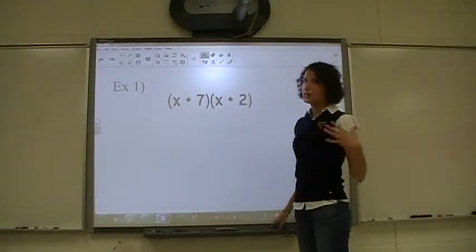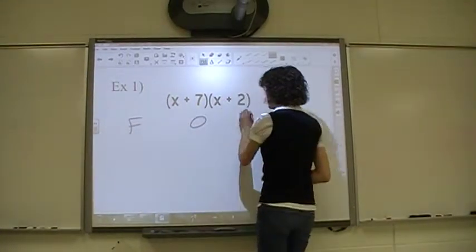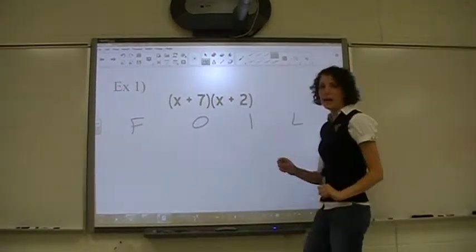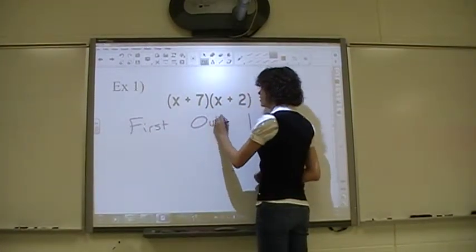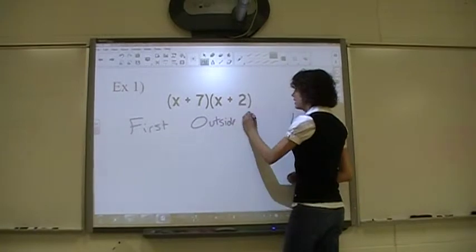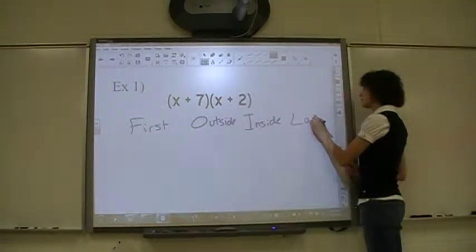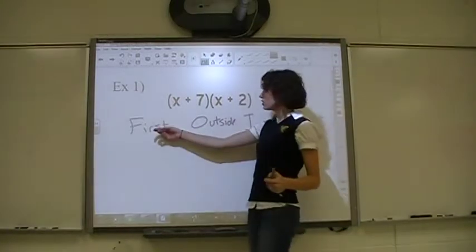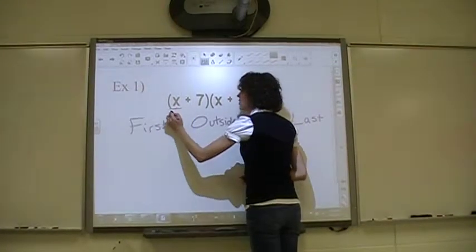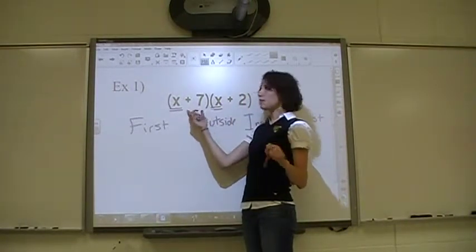Now you're probably thinking, where in the world does FOIL come in? F-O-I-L. F stands for first, O is outside, I is inside, and L is last. Okay, now when I say first, that means that I want to take my x's because they are first within those parentheses. So you want to multiply these.